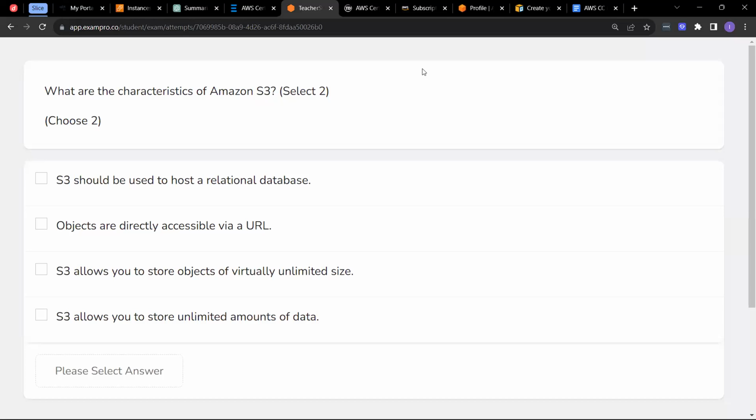What are the characteristics of Amazon S3? It should be used to host a relational database. Objects are directly accessible via URL. S3 allows you to store objects of virtually unlimited size.